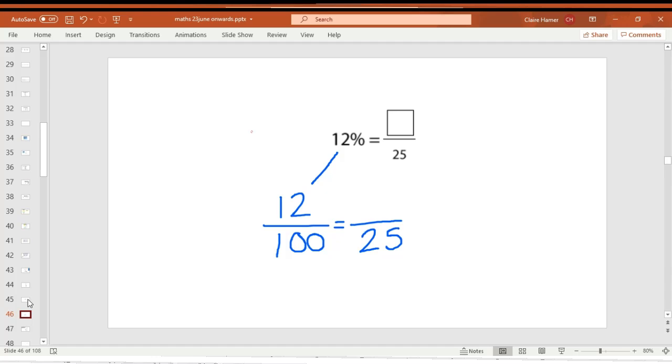Step 1. Write down the simplest fraction. So I know that 12% equals 12 hundredths. Every time I see a percentage, I can always put the number on top of 100 because that's the key number. Then I've put my equals and I've put 25. I wonder if you can complete this now if you haven't already.